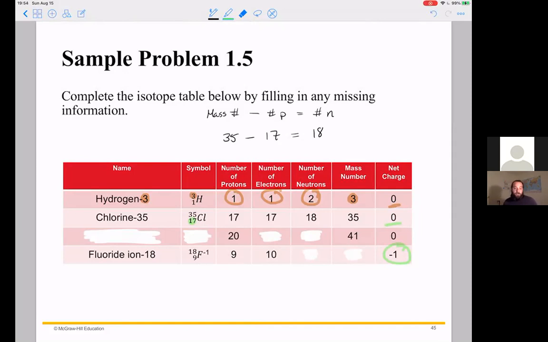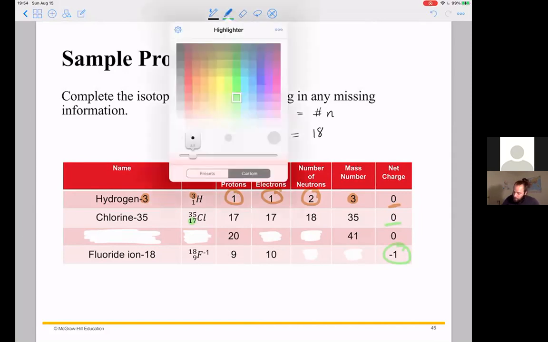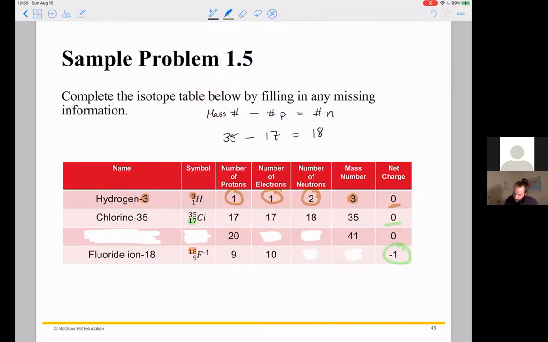What is the mass number? Well, remember the mass number is given both here in my symbol as a superscript as well as in my name. So this would have a mass number of 18. And then how do I find the number of neutrons? Again, I use this same equation where I take my 18, I subtract 9, and that should give me 9 neutrons. Okay?